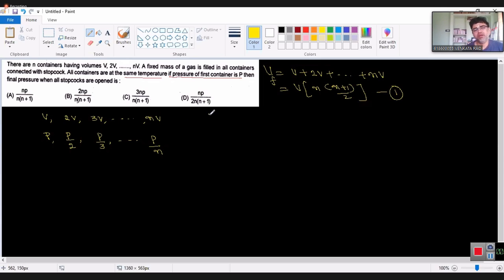Now you can apply a relation. P1 V1 is equal to P2 V2, and so on, equal to Pn Vn. Now simplify and you will get the answer, second option. Very good.